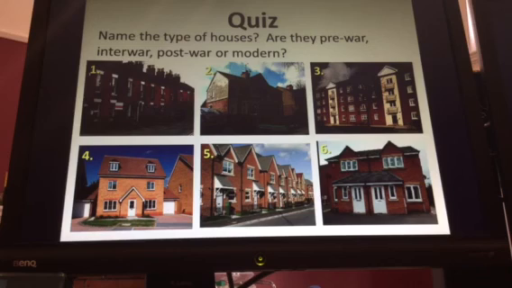What I'd like you to do now is to name the types of houses. Write the numbers 1 to 6 on the side of your paper, and then tell me what type of house each of these are. Have a guess. Do you think they're pre-war? Do you think they're interwar, post-war, or modern?